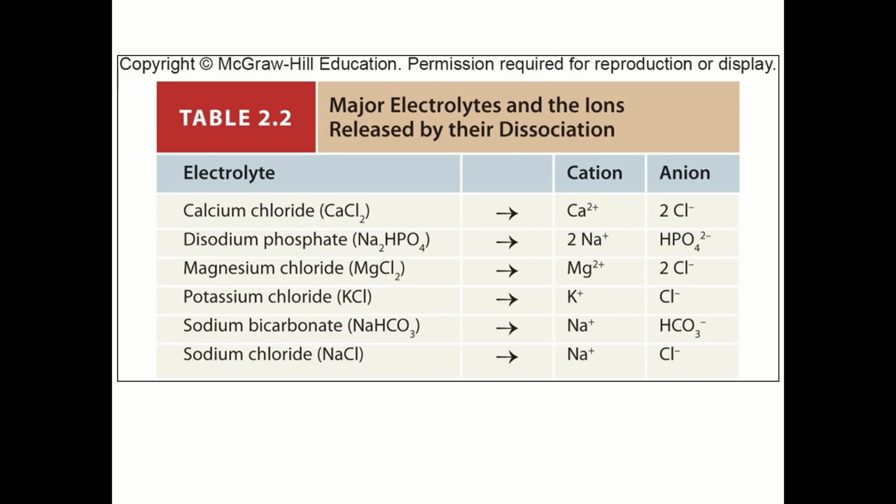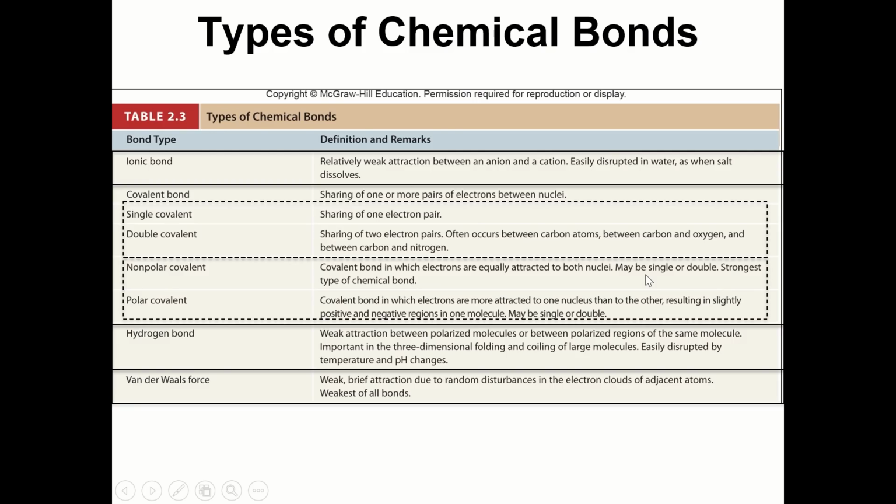I do want you to know Table 2.2, understanding how one particular molecule, like calcium chloride, written CaCl2, could be broken down into cations and anions. The next type of bond we look at is a covalent bond. If ionic is associated with the exchange of electrons, covalent bonds are those associated with sharing of electrons.